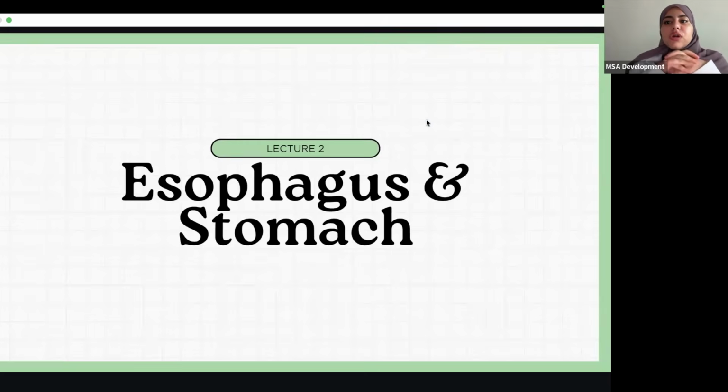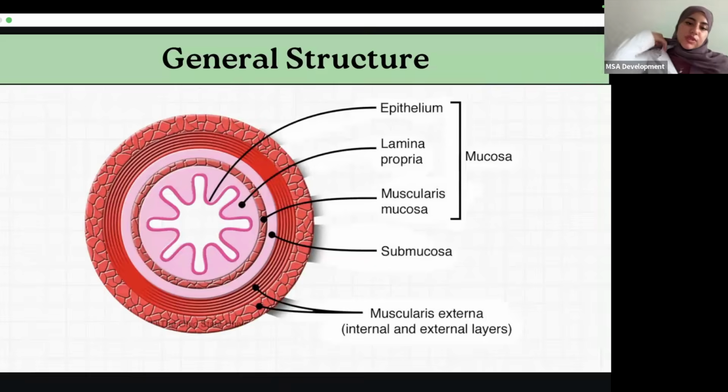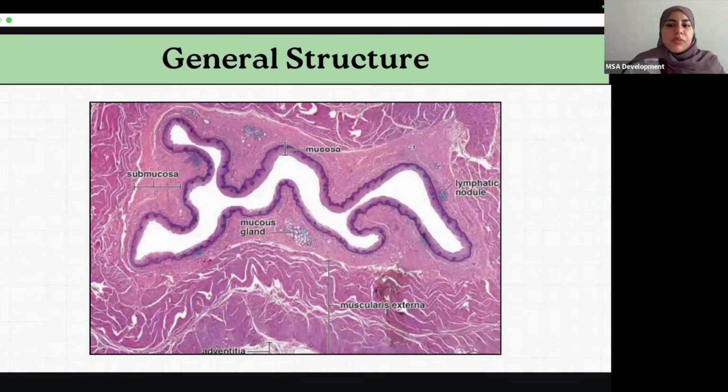Okay, now we can start with the esophagus and stomach. Bismillah. Before we start, we have to revise, once again, the layers. In the esophagus, there's epithelium, and then lamina propria, muscularis mucosa, and all of this is the mucosal layer. Okay? And then there's submucosa, and then mainly the muscularis externa. Histologically, the muscularis externa is over here, this is the submucosa, and then over here would be the mucosal layer.